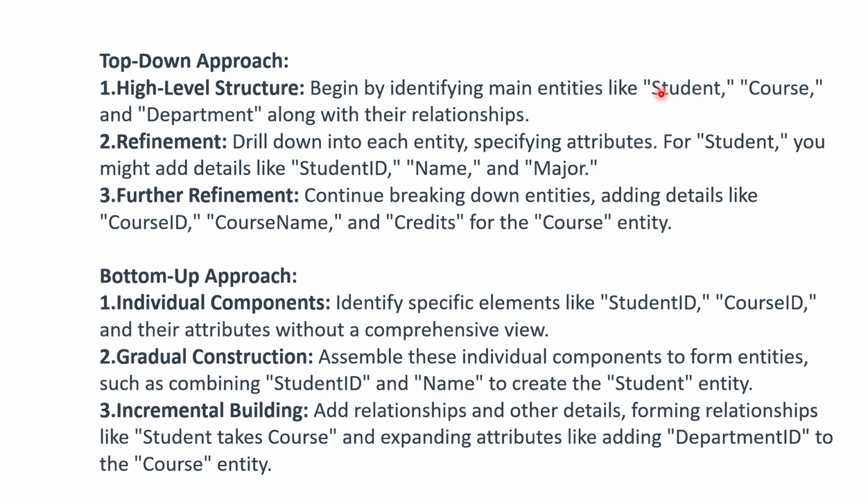So basically you are designing a student table, a course table and a department table. The bottom-up approach is the opposite, or the reverse, of this. You start with the individual components, identifying elements like student ID, course ID and the attributes without a comprehensive view. For student ID you can assign the student name, and you can assign this to create the student entity. Then this goes on incrementing, adding relationships like student taking course, and expanding attributes like adding department ID to the course entity. Once you understand the top down approach, you can understand the bottom up approach.